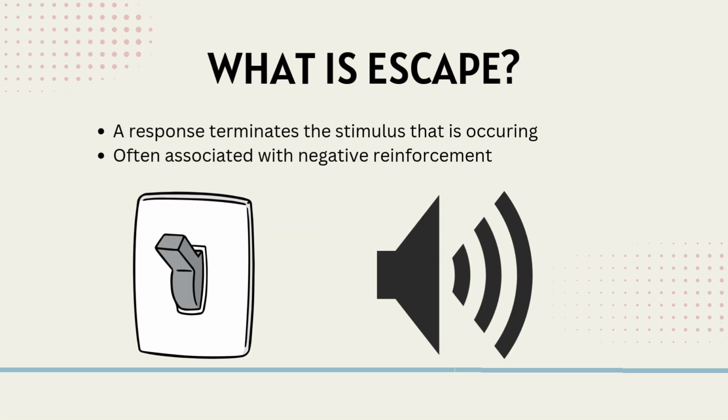What is escape? Escape is a response that terminates the stimulus that is occurring, often associated with negative reinforcement. For example, you turn the light off once the light is on, or you turn the volume down once you realize the volume is too loud. The key to escape is that the stimulus has already occurred and they're trying to escape that.